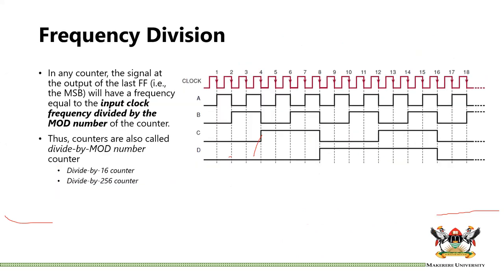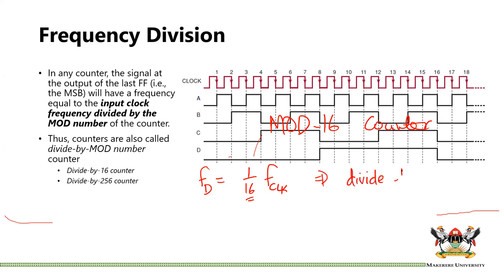Okay. We have talked about frequency division. Now, because these divide frequencies, we can call these RIPO counters, or counters in general, divide-by-the-mod-number counters. For instance, we said that the frequency of D is 1/16 of the clock frequency, and we know that this is a mod 16 counter. So we can also say this is a divide-by-16 counter, just as simple as that, because it divides the input frequency, which is the clock frequency, by the mod number to get the frequency at the output.